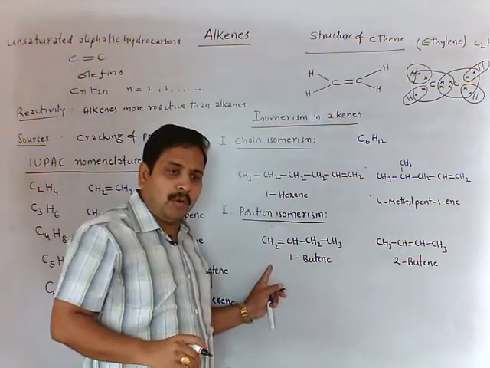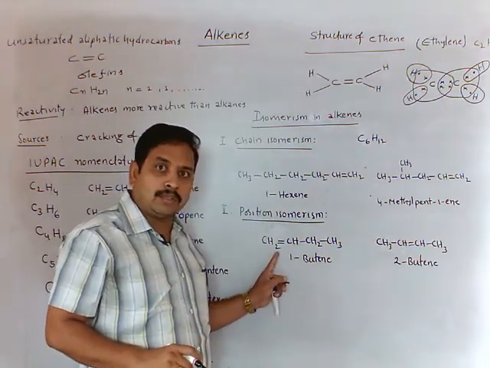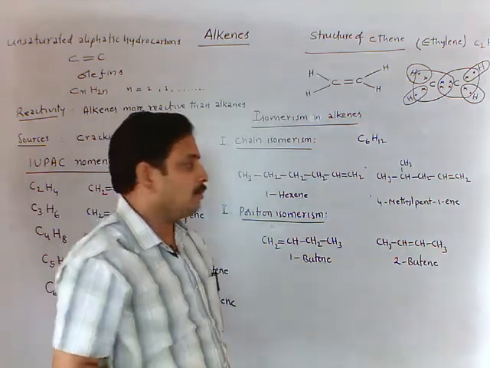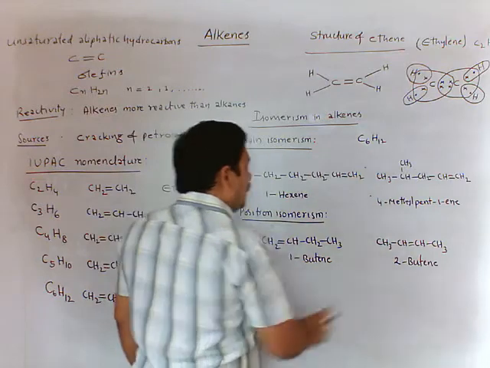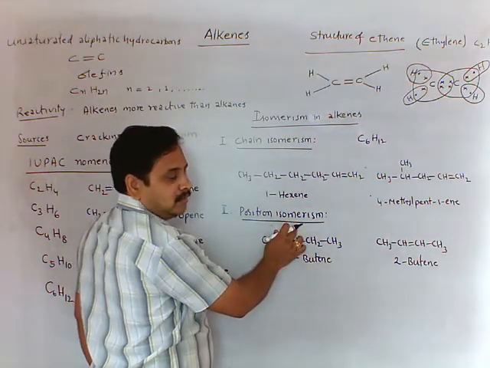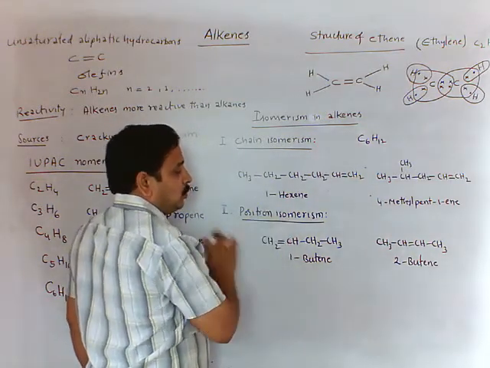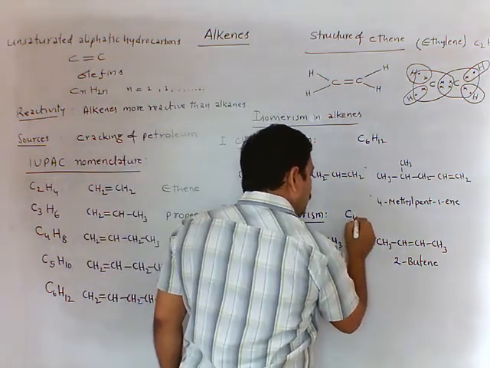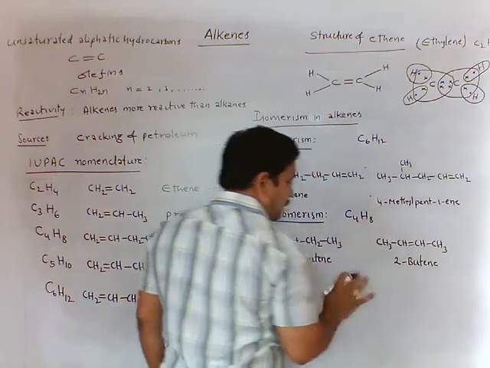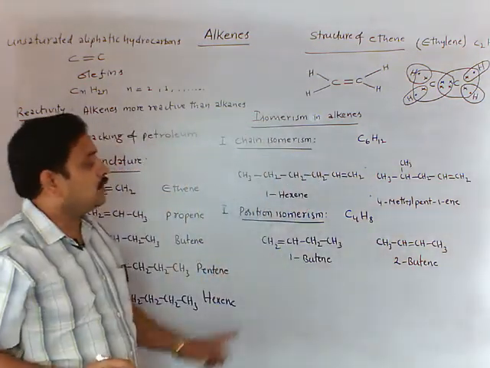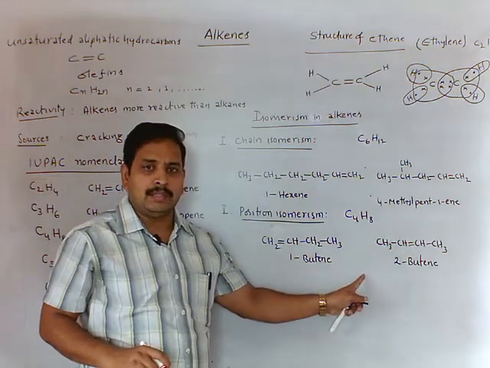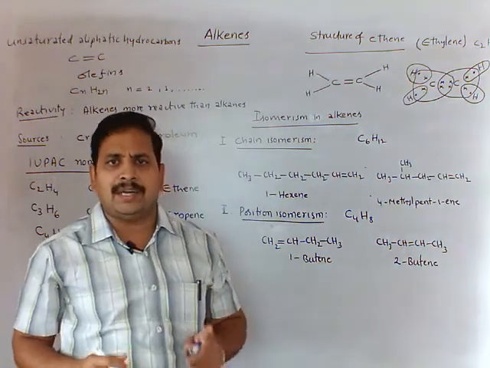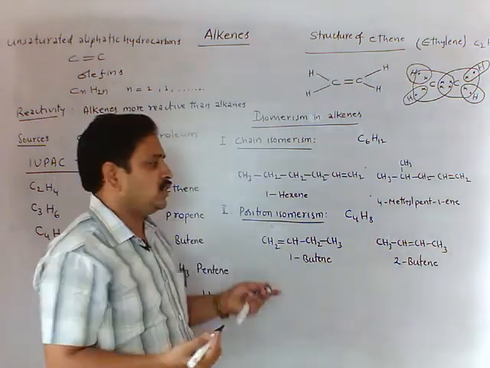In this compound we have double bond at first carbon. In this compound double bond at second carbon we have. That's why these two come under position isomerism. This phenomenon we are called as position isomerism. That means the compounds which have same molecular formula, that is C4H8, and they differ in position of double bond are called position isomers, and this phenomenon is known as position isomerism.